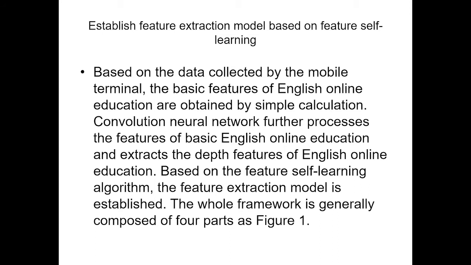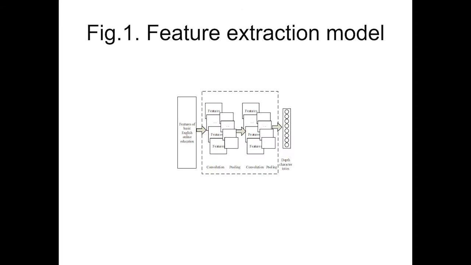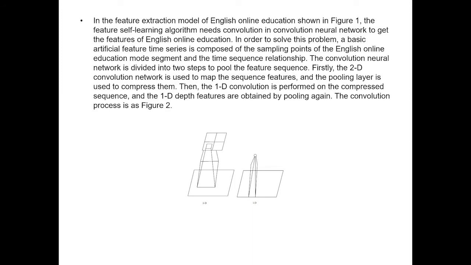The whole framework is generally composed of 4 parts as Figure 1. This is Figure 1, feature extraction model. In the feature extraction model of English online education shown in Figure 1, the feature self-learning algorithm needs convolution in convolution neural network to get the features of English online education.